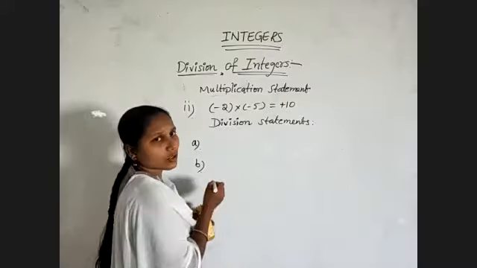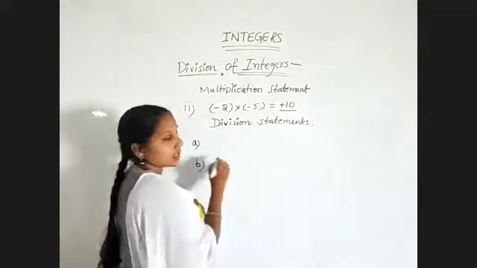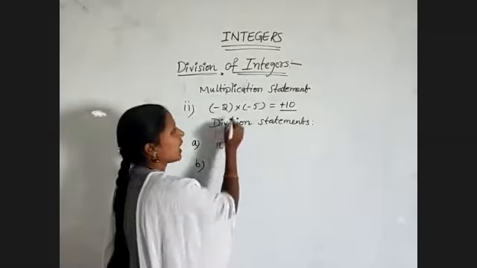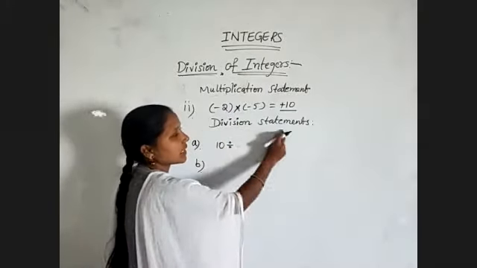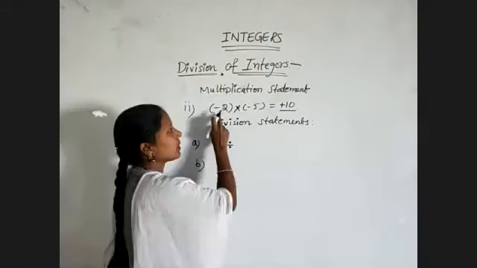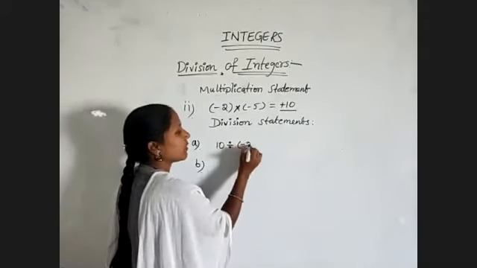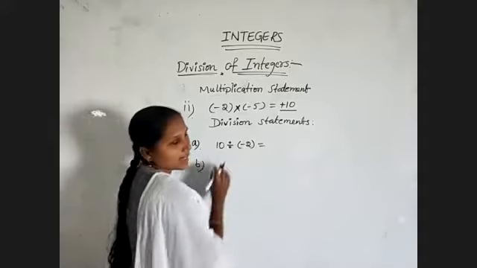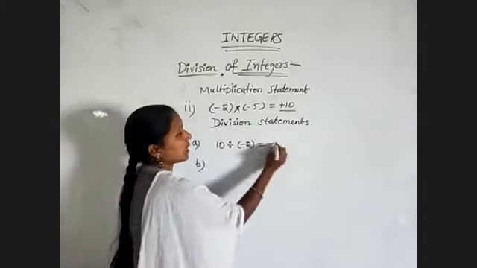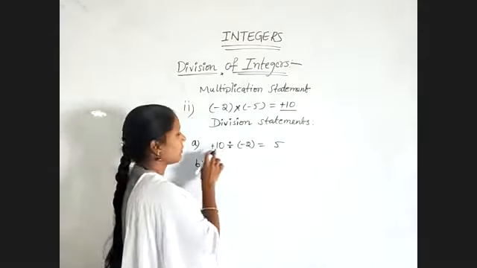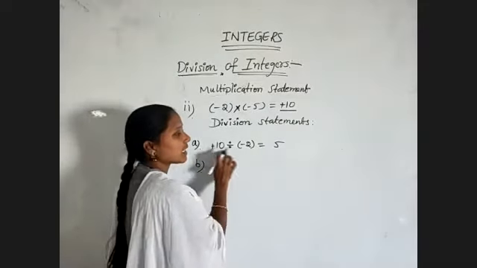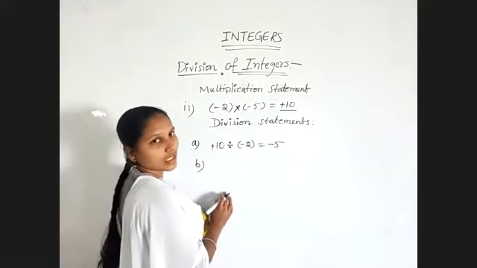So as I told you, first write the quotient 10, and instead of multiplication, we are performing division because we are writing a division statement. 10 divided by one of the divisors, minus 2. So 2 5s are 10, and here plus and minus gives minus. Just now I told you, whenever you are dividing unlike integers, you will get the negative quotient.